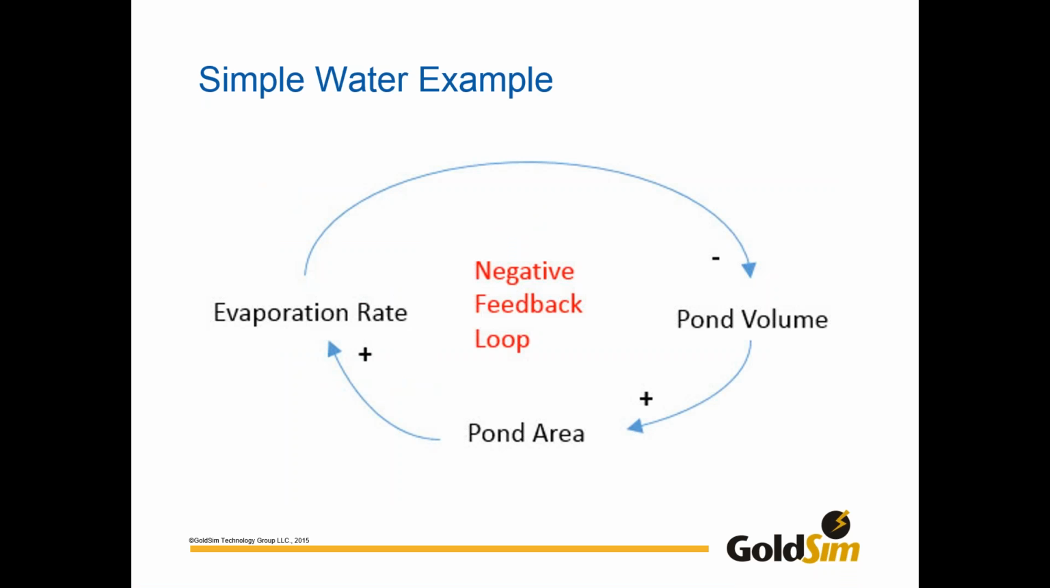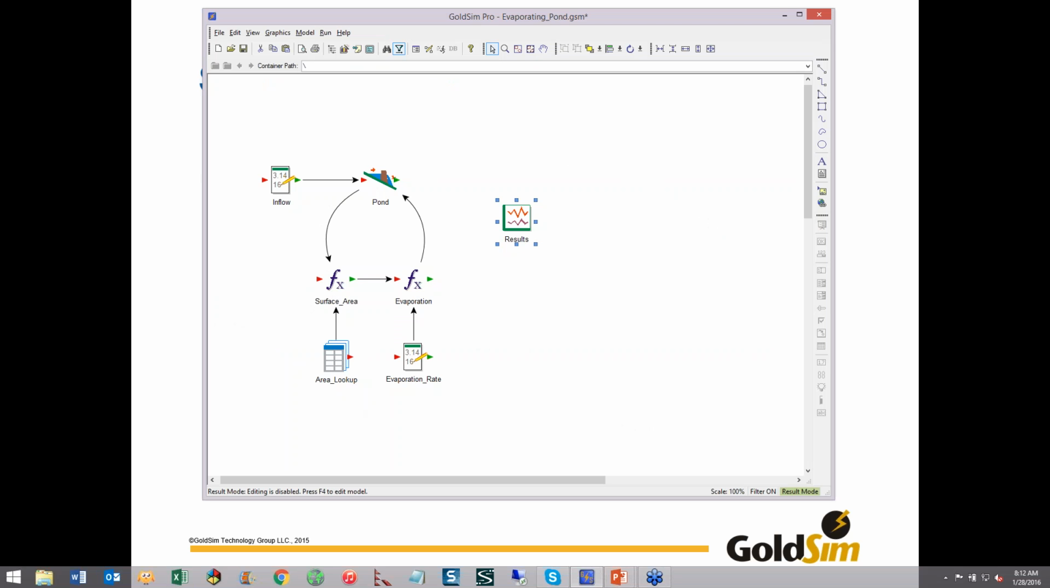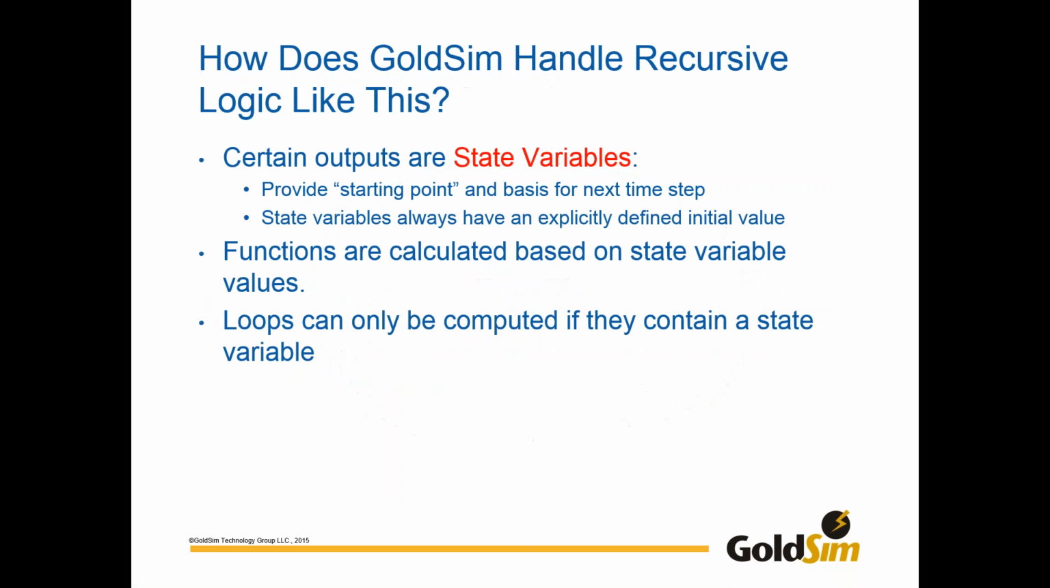Let's talk a little bit about how GoldSim does this. You may be curious, how do I do this? Because those of you who are spreadsheet modelers, if you were to build that, you would get some kind of recursive error. How does GoldSim actually model this system? Well, it turns out the way GoldSim models a system like this, you have to understand, and you can look in the documentation about this, certain outputs in GoldSim are state variables. An example of a state variable is the volume of water in a reservoir, or the quantity of something in a reservoir. State variables always have an explicitly defined initial value. That's a very important point.